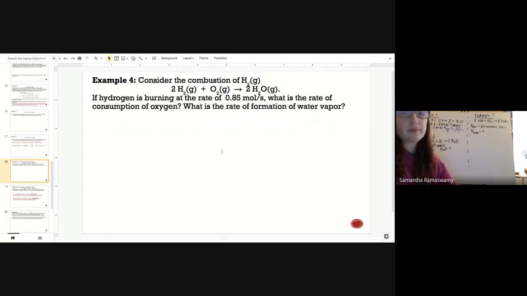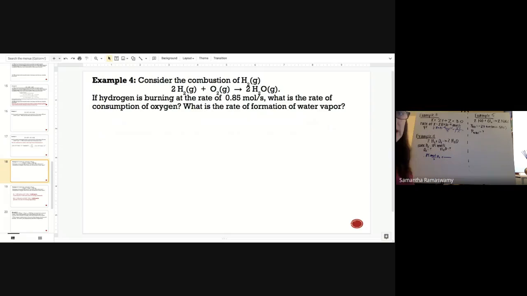So example 4. Now we're going to find a few different things. Example 4 gives us this balanced equation. Example 4 is right in the middle of page 4. Consider the combustion. If hydrogen is burning at the rate of 0.85 moles per second, what is the rate of consumption of oxygen? And what is the rate of formation of water vapor? So again, H2 is 0.85 moles per second.